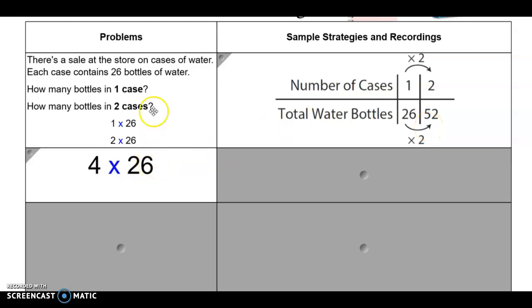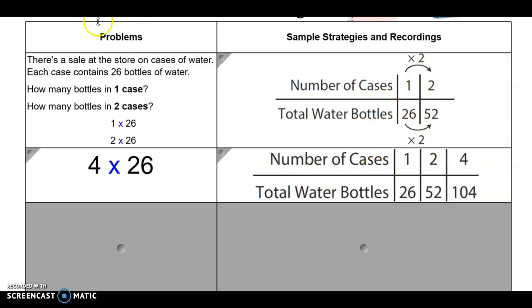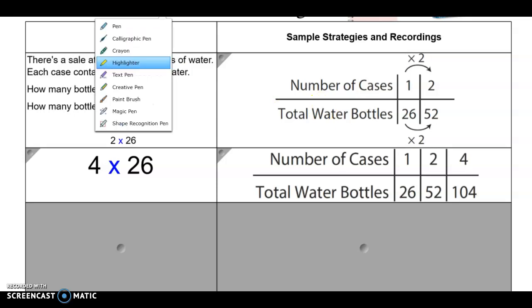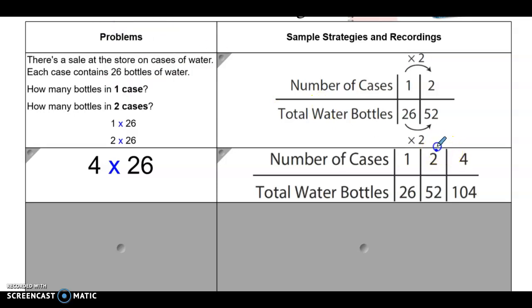Let's take a look at the next problem. We have 4 cases of 26, or 4 times 26. Building off our ratio table, we're going to try to figure out what the total would be. So we'll take that 2 and we'll multiply it by 2, or we'll double that 2 to get us our answer of 4. And then we have to do the same thing to the 52. 52 times 2 gets us our answer of 104.